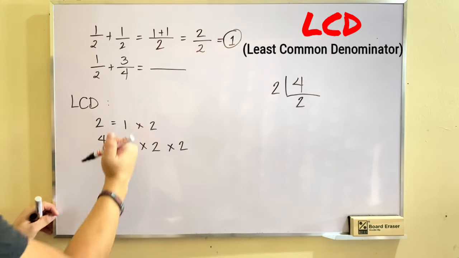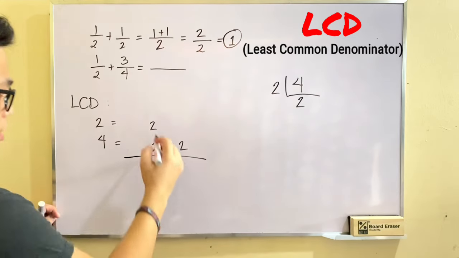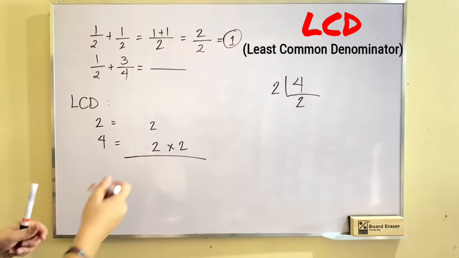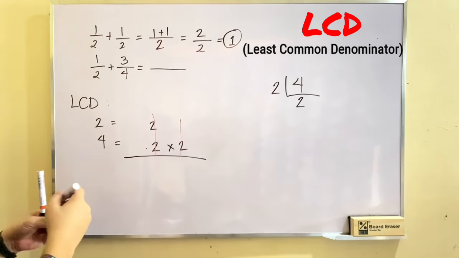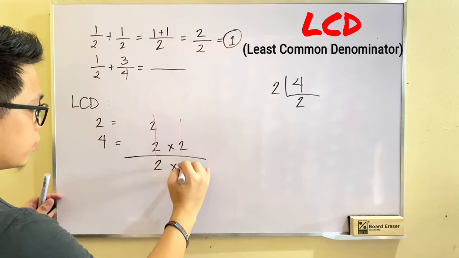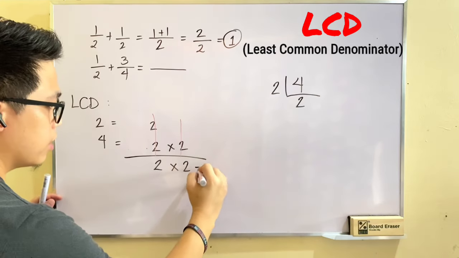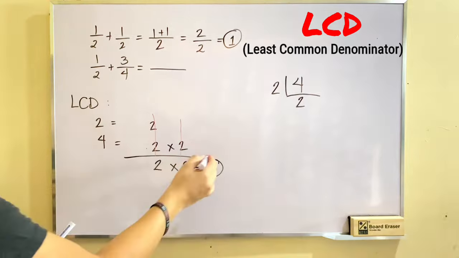So, kaya nakuha natin si 1 times 2 times 2. So, totoo lang, pwede natin tanggalin si 1. So, ang gagawin lang natin dyan, pagtapatin ang magkaparehas, tapat. So, masusulat natin dito is 2 times 2. And 2 times 2 is 4. Therefore, si 4 ang ating LCD.